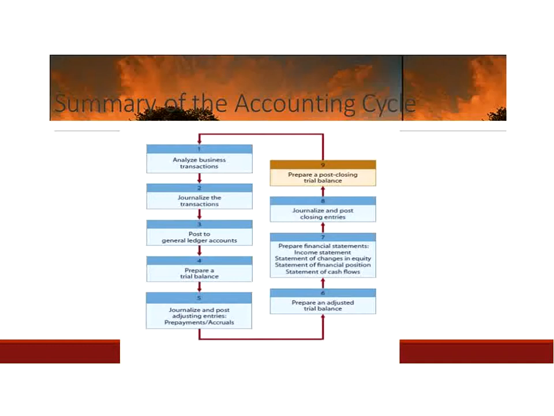So again, our financial statements include our income statement, statement of changes in equity, statement of changes in financial position or our balance sheet, and finally our statement of cash flows. And typically they're created in that order as well.